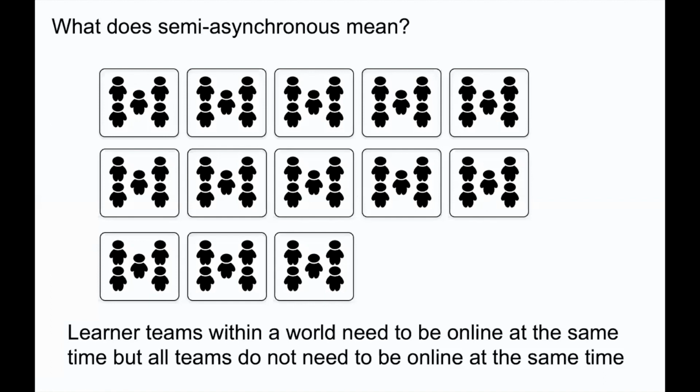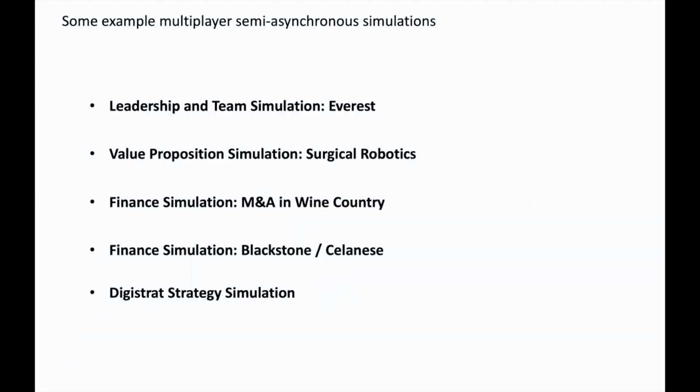And then a debrief would be scheduled, where the faculty or the facilitators would come together again to talk about the results from the simulation in kind of the same way that we saw with the single player simulation. So learner teams within a world, within one of these groups here, need to be online at the same time, but all teams do not need to be online at the same time. So they can be independent if you want them to be.